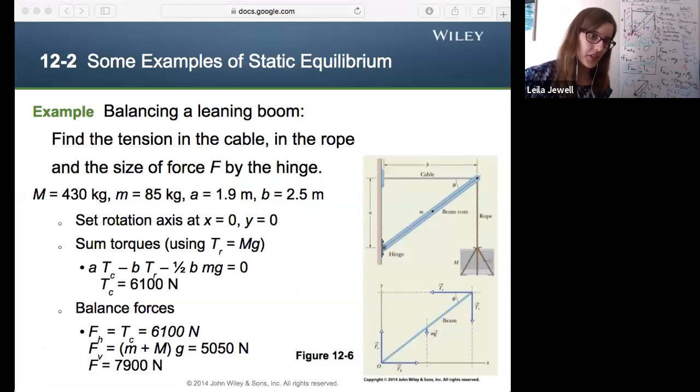Balancing the forces tells us the horizontal force in the hinge is the tension in the cable, the vertical force is the 550, and when we combine those, it's something bigger, but not the same as just adding them directly together. It comes out to 7,900 newtons.